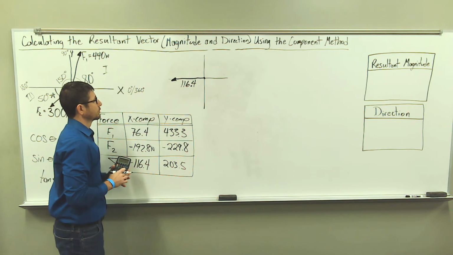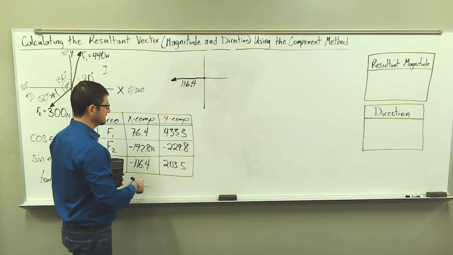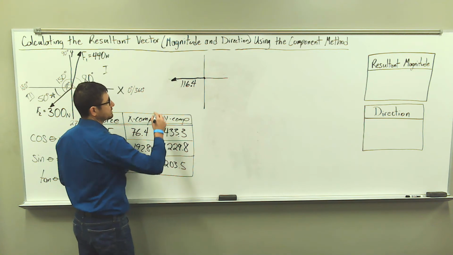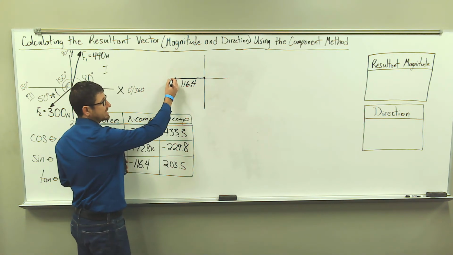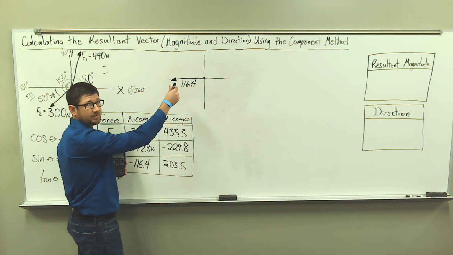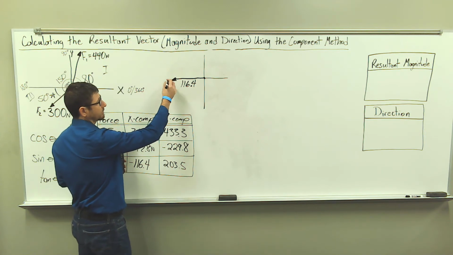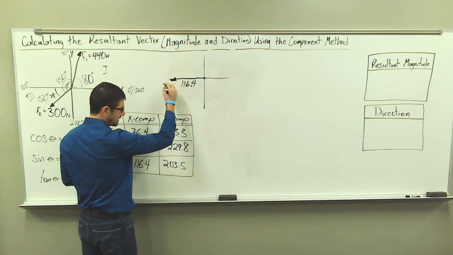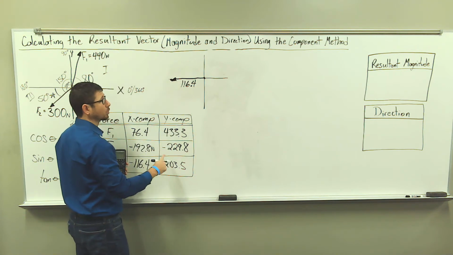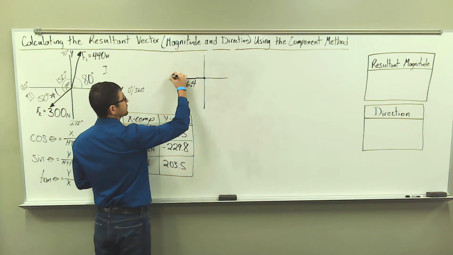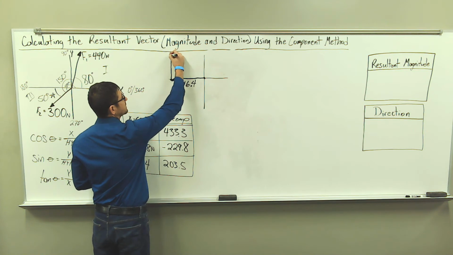Okay? We're going to use the head to tail method. Next we have 203.5. So we're going to place the tail of our second vector on the head of our first vector. And this is positive, so we're going to move up 203.5.